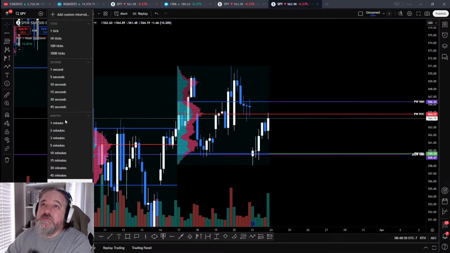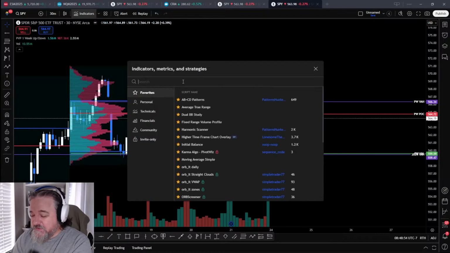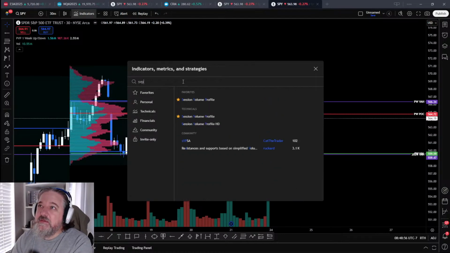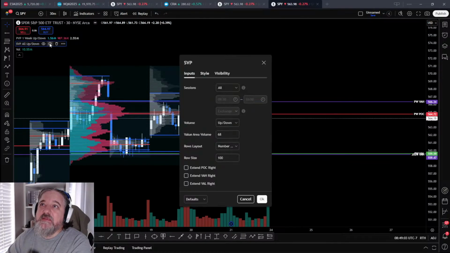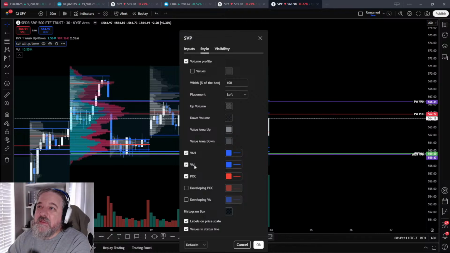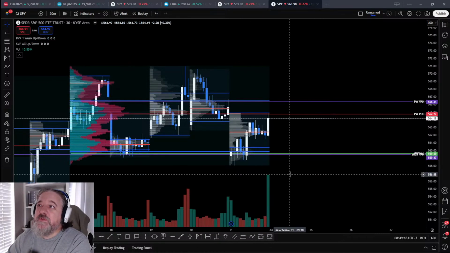From here, we actually switch to a 30-minute chart. And we're going to go to our indicators and type in SVP, or Session Volume Profile, and add that to our chart. And then on our settings, we're going to go value area volume 68, row size 100, just like we did for PVP. Under style, we're going to check value area high, value area low, and POC.